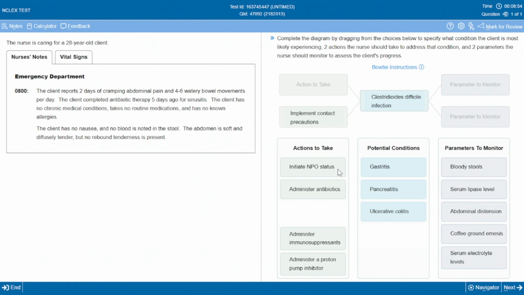NPO status, I can definitely see that with pancreatitis. That's really important to give the pancreas time to rest here. Antibiotics, that is definitely important. C. diff is a bacteria, so we treat it with antibiotics. Immunosuppressants, that one to me more matches with ulcerative colitis because it's an immune-mediated condition. And then here we have a proton pump inhibitor, PPI, which we all know is one to reduce acid in the stomach. So I think that one is probably matching up with gastritis.